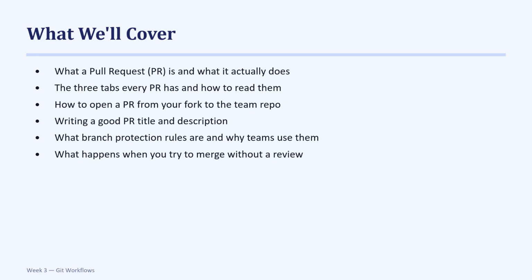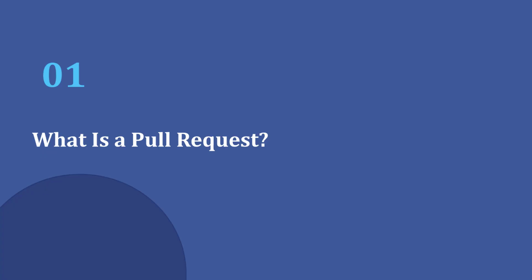So we're going to talk about what a pull request is. I've used this term several times, and if you're not familiar with it, we're going to look at what it actually does. We'll look at the anatomy of a pull request, how to open one from your fork and merge it into your team's or organizational repo. What makes a good pull request in terms of title and description, and then a little bit about branch protection rules, why teams use them, and how that can affect your pull request's ability to be merged in. To get us started, what is a pull request?